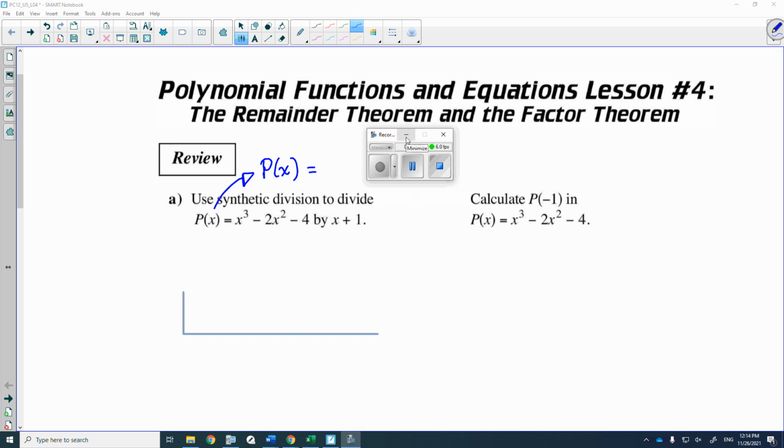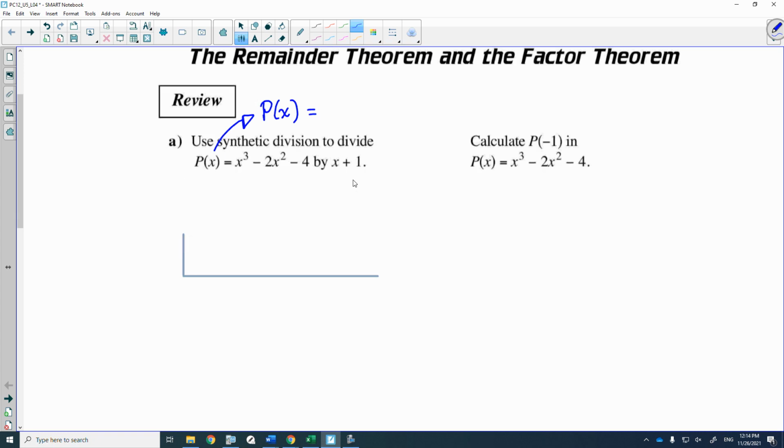This video is on lesson 4 from the chapter Polynomial Functions and Equations. Before we get into the remainder theorem and the factor theorem, it goes through an example from lesson 3, which is using synthetic division to divide.